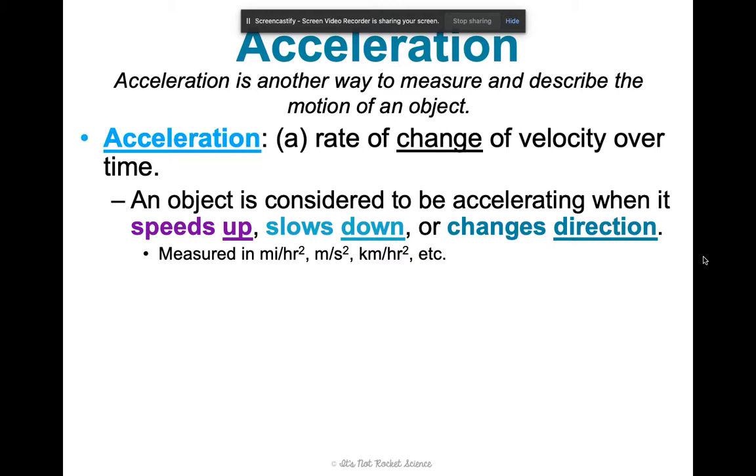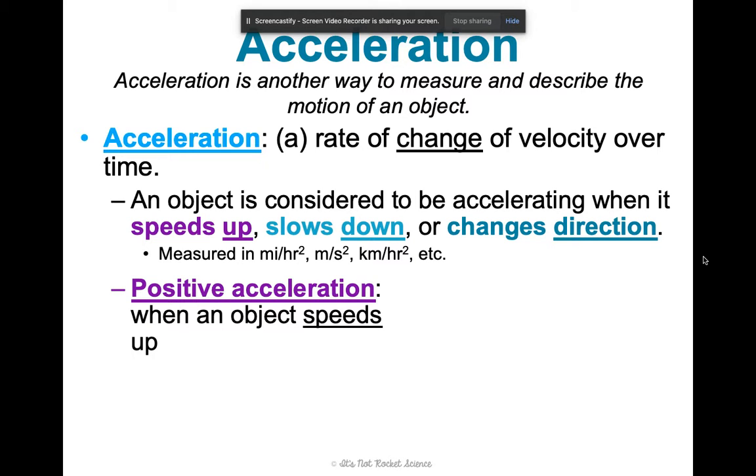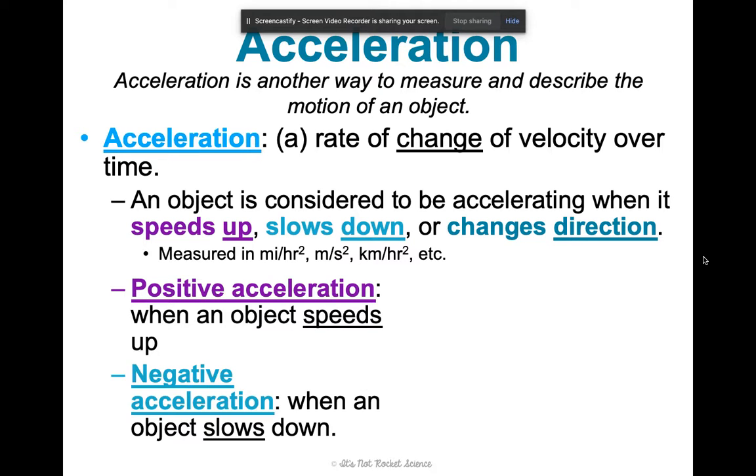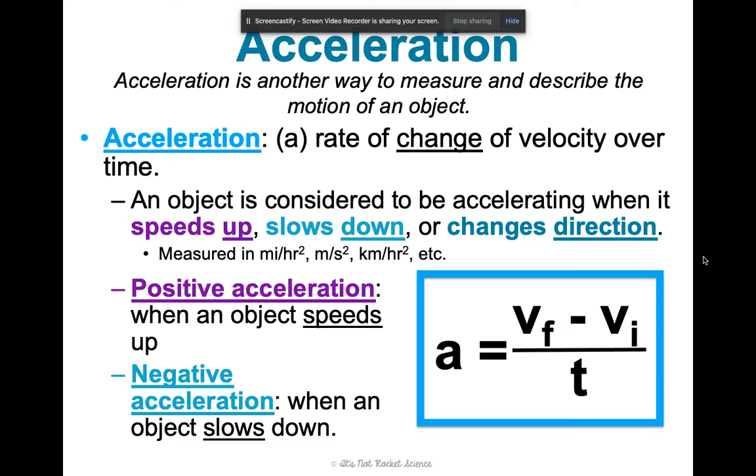Don't forget that squared. That's very important. We can have a positive acceleration, which is when an object speeds up. We can have a negative acceleration, which is when an object slows down. And this is the equation we'll be using: a is equal to vf minus vi divided by time. vf is your final velocity and vi is your initial velocity.